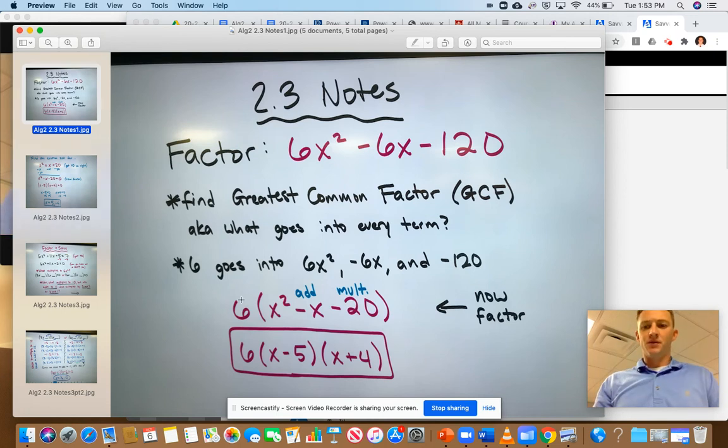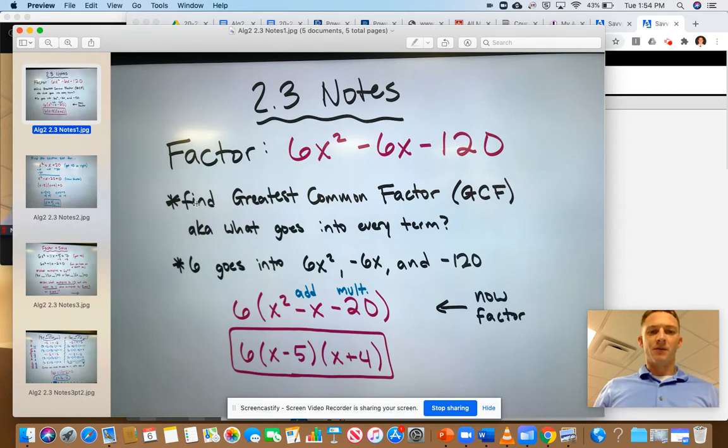All right, Algebra 2, talking about factoring still today. Our first example, we have the quadratic 6x squared minus 6x minus 20. And we simply just want to factor it. We don't really care about the answer right now. We just want to simplify.